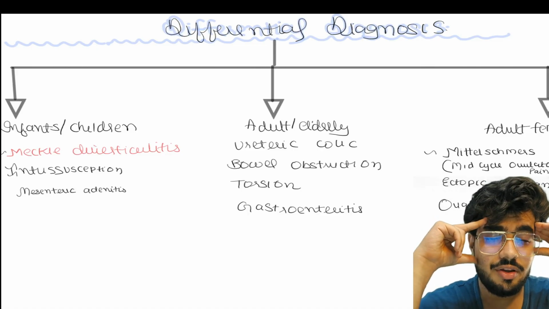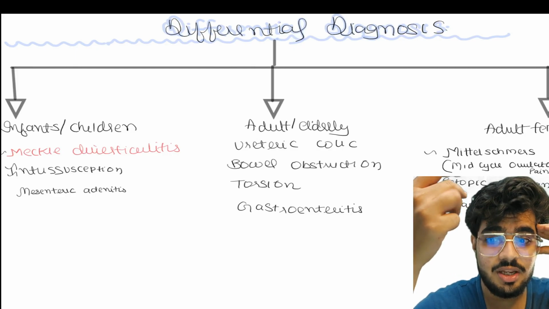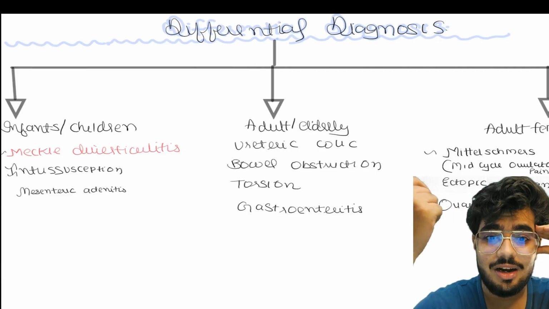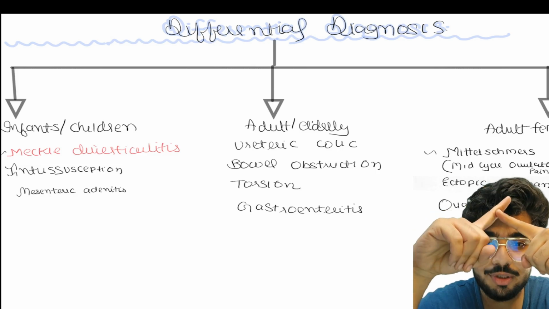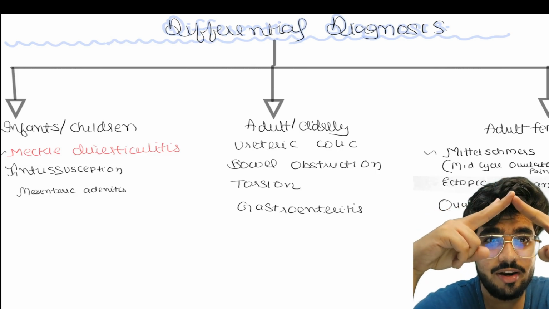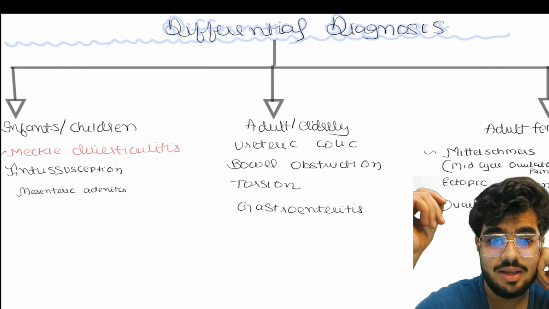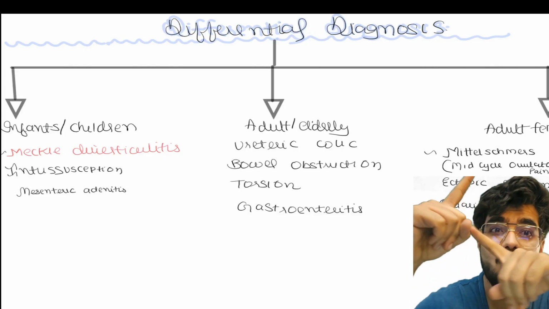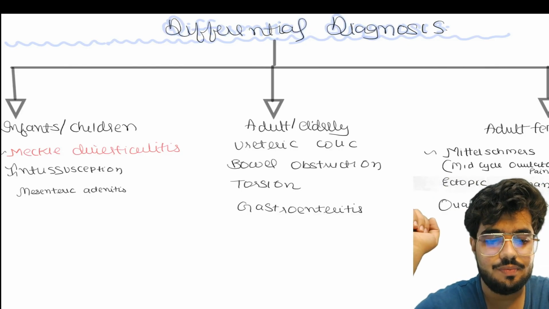If it is children, we can either have Meckel's diverticulitis or intussusception, or mesenteric adenitis could be present. In case of the adult lady or adult patient, ureteric colic, bowel obstruction, torsion, gastroenteritis could be the differential diagnosis. In case of the adult female, it could be mid cycle ovulatory pain, ectopic pregnancy, ovarian cyst torsion. These are the differential diagnoses.